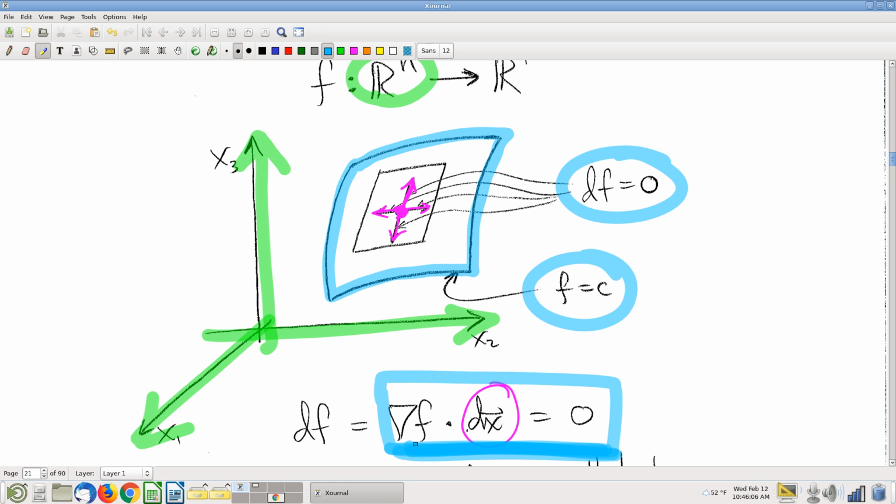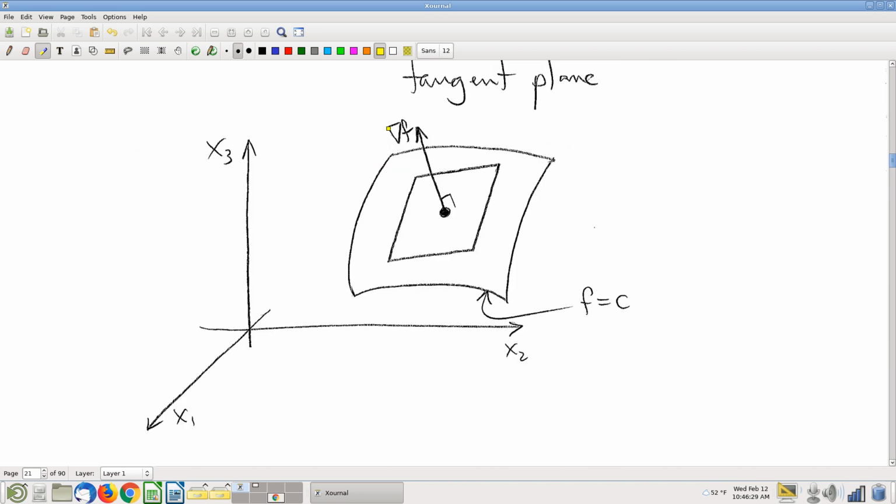Now, how could that be? How could a gradient vector be perpendicular to all of the tangent vectors? Well, it can only be perpendicular to all of the tangent vectors if the gradient vector itself is perpendicular to the surface, like I have here. Yeah. So, another neat fact.